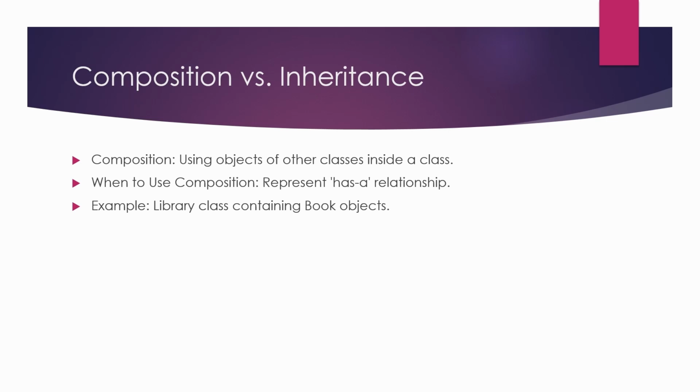Next, we will talk about composition versus inheritance. Composition involves creating objects that contain other objects, representing a "has-a" relationship. It's often preferred over inheritance when you need to avoid tight coupling between classes. For instance, a library class might contain a collection of book objects rather than inheriting from the book class.